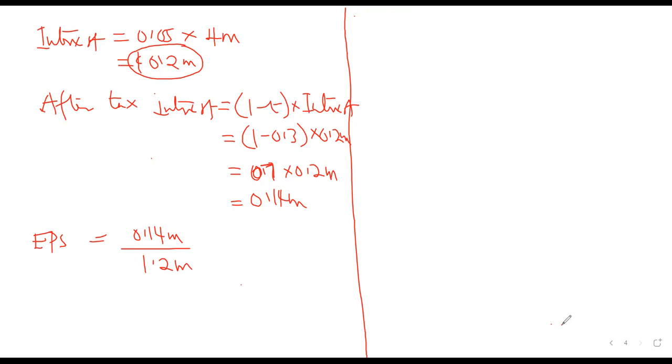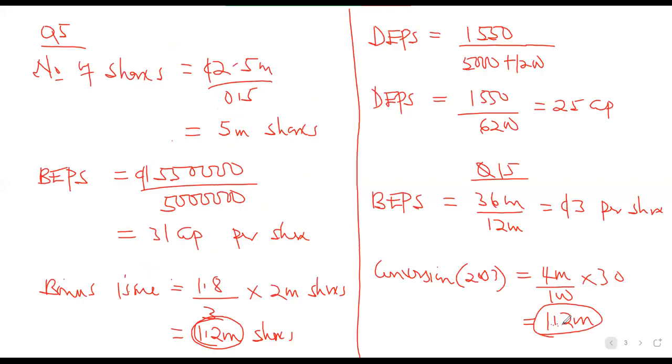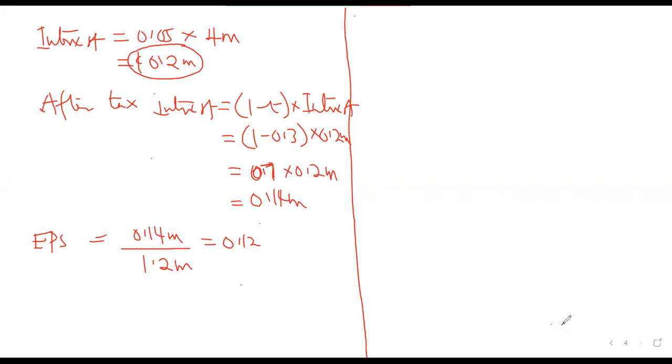So I'm getting 0.12. You can see that this is lower than the current earnings per share, which is 3 cedi. So it means that this particular instrument is dilutive, and we include it in the diluted earnings per share.